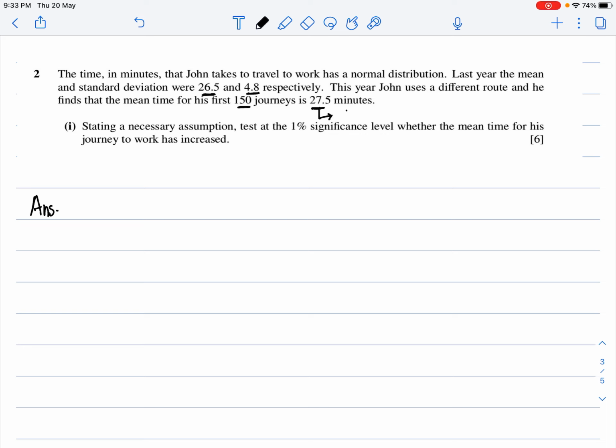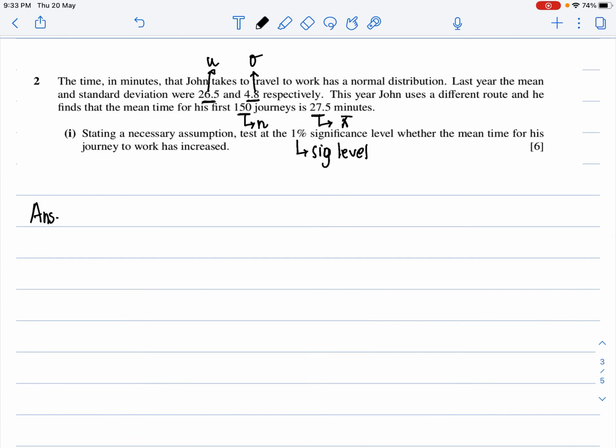So I can say this is my test value, this is the number of journeys I took, this is my mean, and this is my population standard deviation. So I got everything in one go, and this is my significance level which they have given me. Now I need to test whether the mean time for his work has increased.